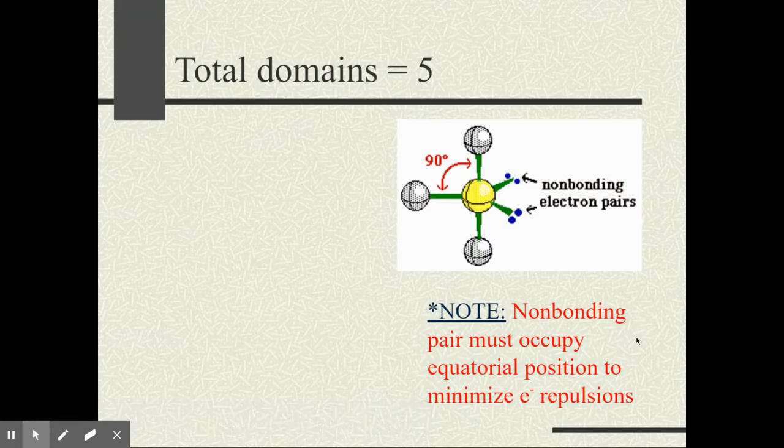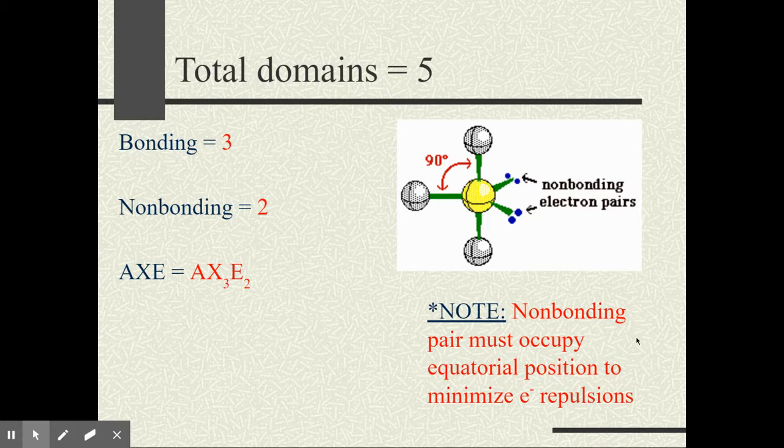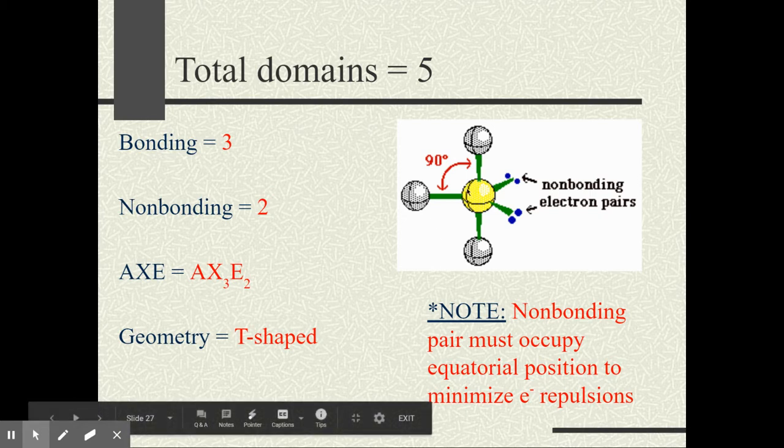Okay, another one, we're taking another one off the plane. And we have 3 bonding sites and 2 non-bonding sites. The X configuration is AX3E2. Our geometry is T-shaped, so it's just a T, which is kind of cool. And the bond angles are 180 and 90.